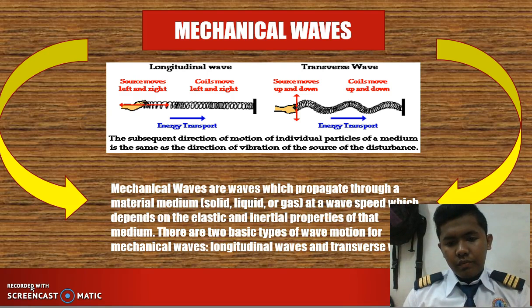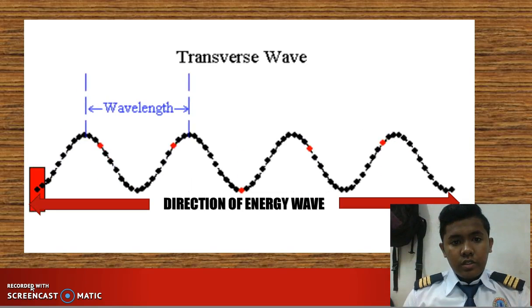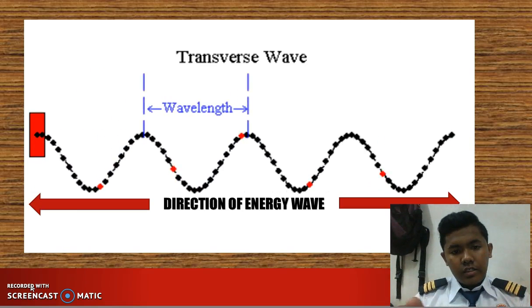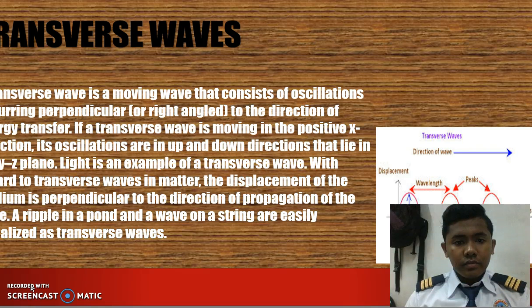There are two basic types of wave motion for mechanical waves: longitudinal wave and transverse wave. Okay, so you can see the transverse wave. This is the direction of energy of the wave. Transverse wave. A transverse wave is a moving wave that consists of oscillations occurring perpendicular to the direction of energy. If a transverse wave is moving in the positive X direction, its oscillations are in the up and down direction that lie in the Y-Z plane.